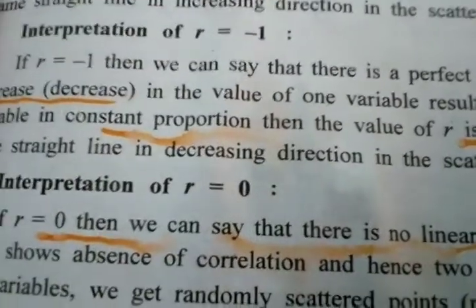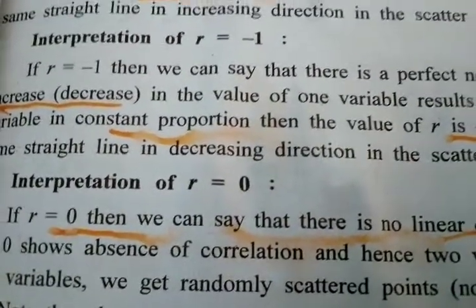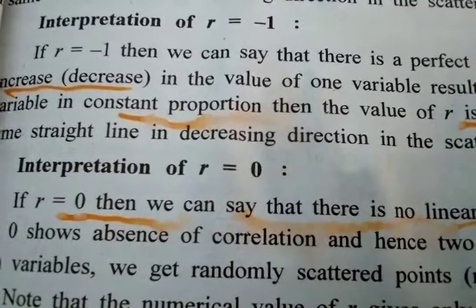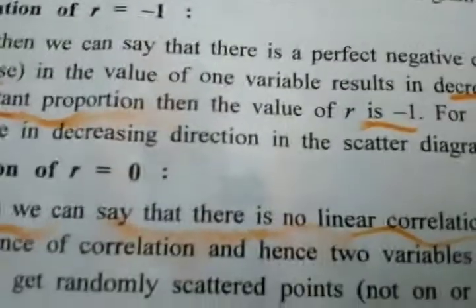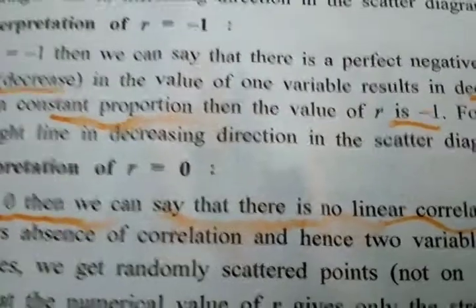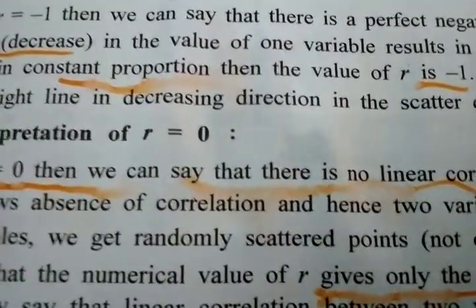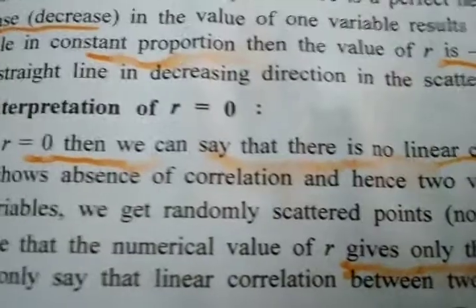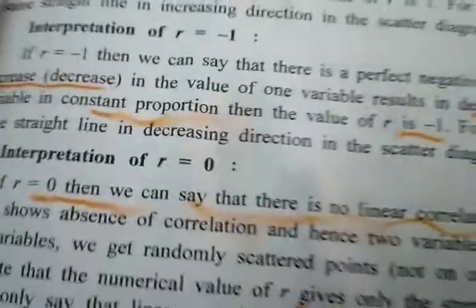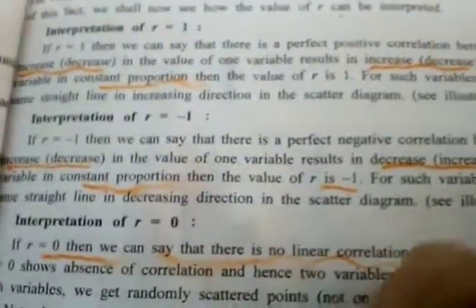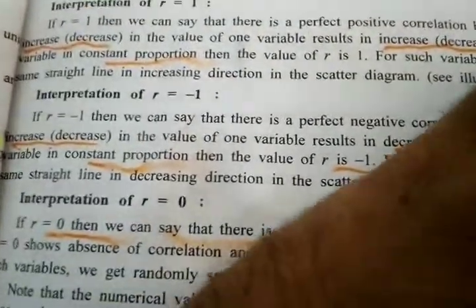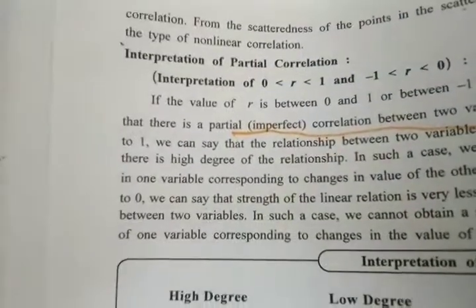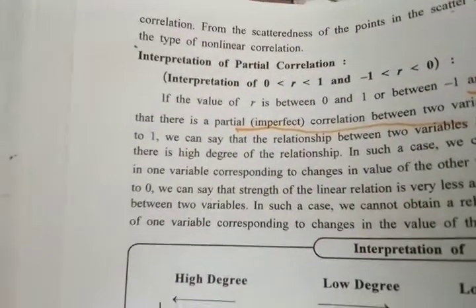And when r equals 0, we can say just that there is no linear correlation between the two variables. A non-linear correlation may be possible between the variables, but it is safe to say that there is no linear correlation between them. That is the point we have to understand here. Therefore, r lies between minus 1 and plus 1. It can be 0, too.